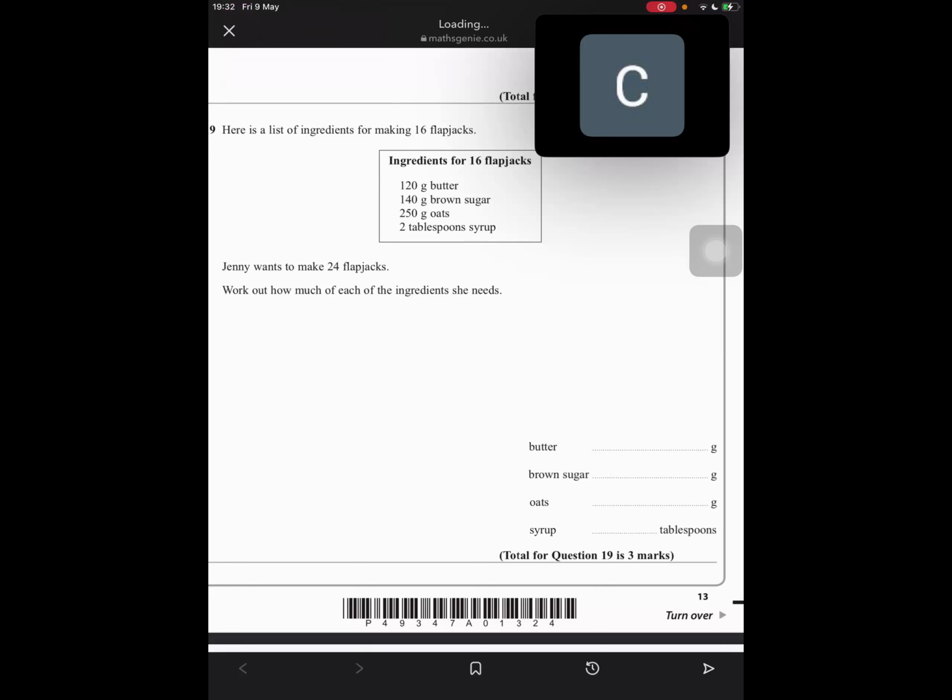Yes. Okay. And finally, 2 tablespoons of syrup. That's the easiest. 2 plus 1. Half of 2 is 1. 2 plus 1 is what? 3. Isn't it? Yes. Excellent. So that's it.